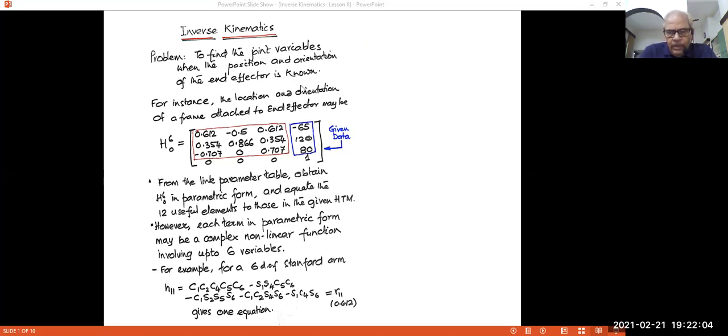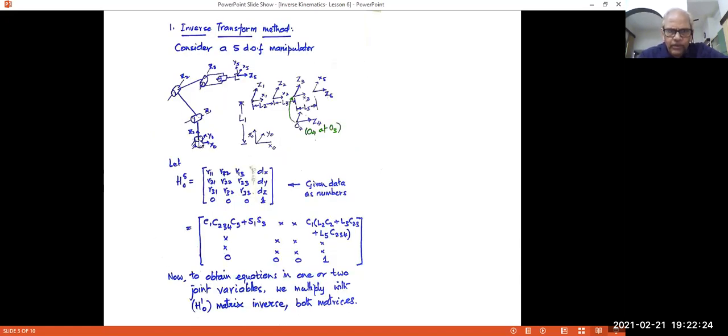Well, we can always develop a homogeneous transformation matrix relating the last frame, the end effector attached frame, to the base frame by our normal DH convention approach. For example, suppose we have this 5 degrees of freedom robot arm, we fix the frames, we develop the link parameter tables, and then we work out H10, H21, and so on. Multiply all of them, you get your H50, H60, whatever. That is the position and orientation of the frame attached to the end effector with respect to the base frame. That's the forward kinematics problem, of course.